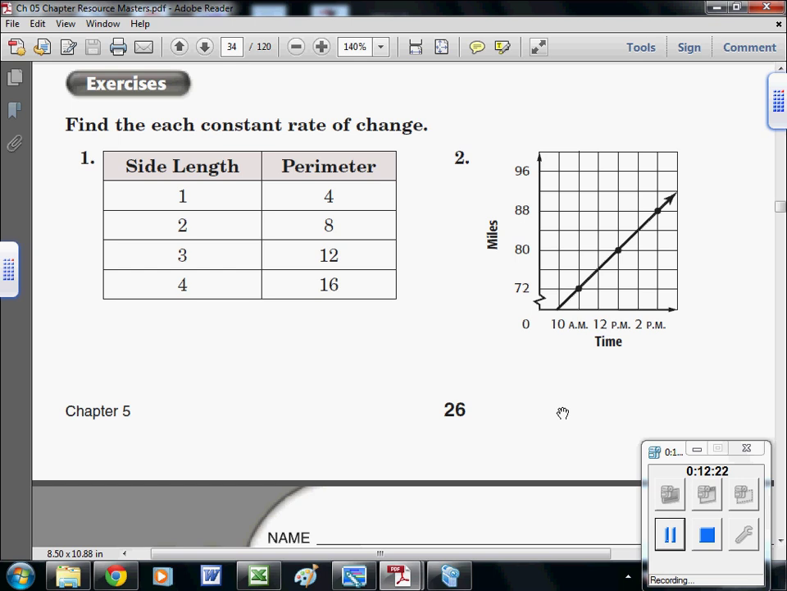Okay, if you think you could do number 1 and number 2, go ahead, pause and take a moment to make sure you can do them. See if you can do numbers 1 and numbers 2.